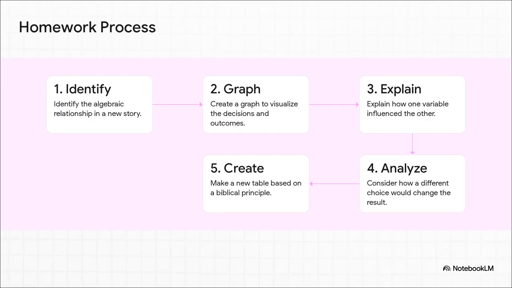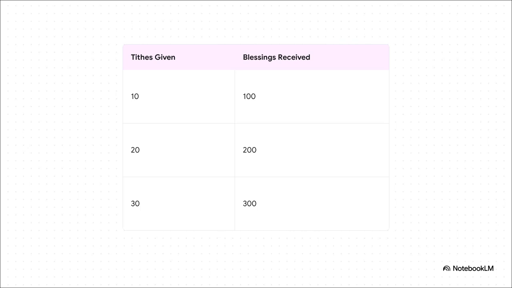Now the students get a totally new story, the Judgment of Solomon, and they have to do the whole process from start to finish. They've got to find the relationship, make their own graph, explain the connection, and even think about how different choices would have changed the data. And for the final task, the ultimate test, they have to create their own table completely from scratch. They're given a principle from the book of Malachi, that giving tithes leads to blessings, and their job is to translate that idea into a clean, clear algebraic relationship.